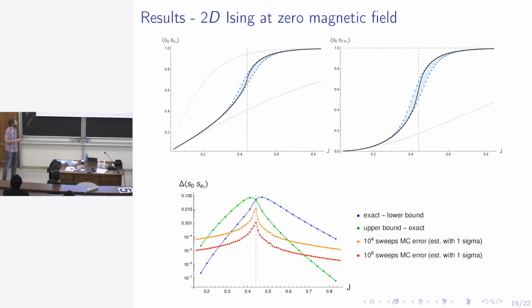And you see we don't really beat Monte Carlo, but we come pretty close to that in some regions that are far from criticality. And sometimes the exact result saturates one of the bounds, and is much closer to one of the bounds than the Monte Carlo result.